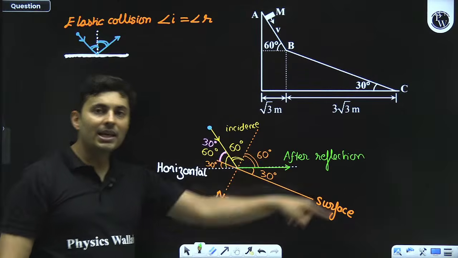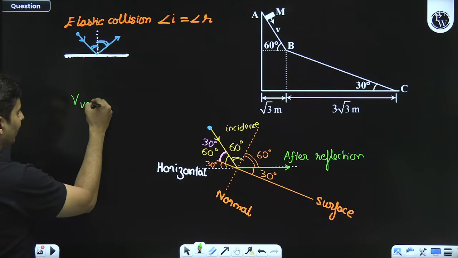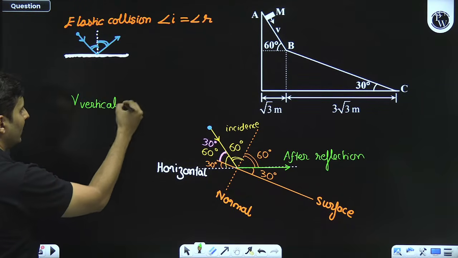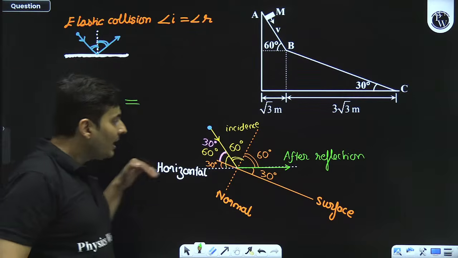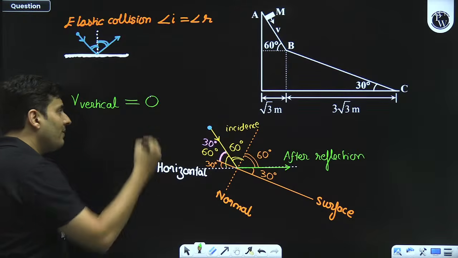So now quickly think and tell me, what is the velocity in the vertical direction? What is the component in the vertical direction? It's going horizontally, so there is no component. It's a big fat zero.